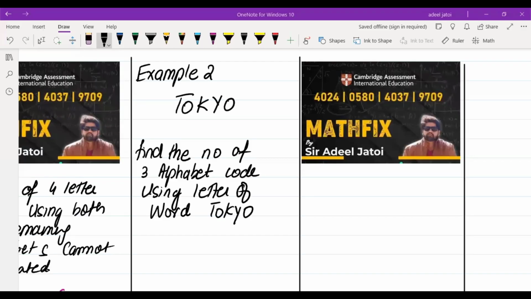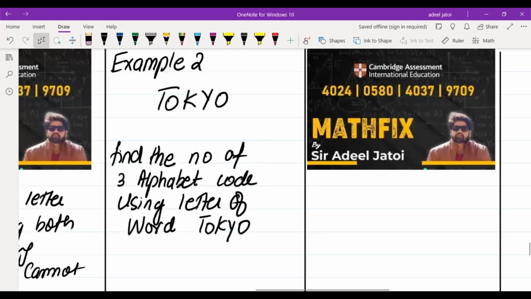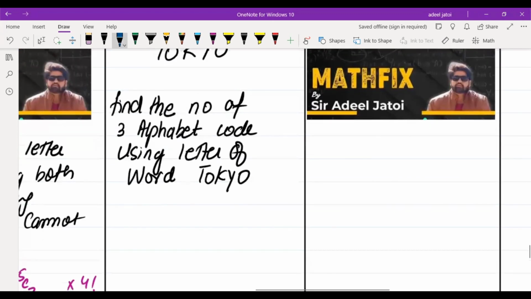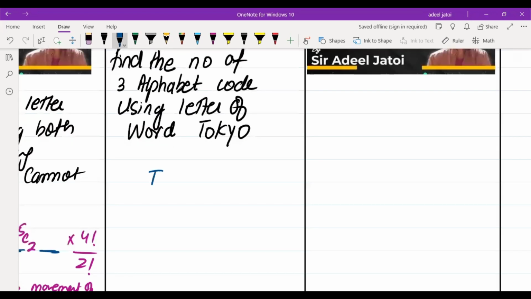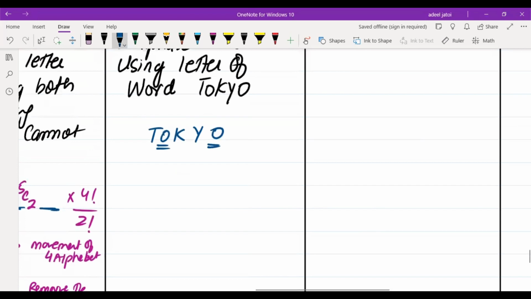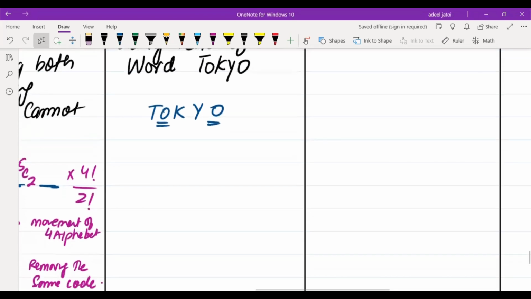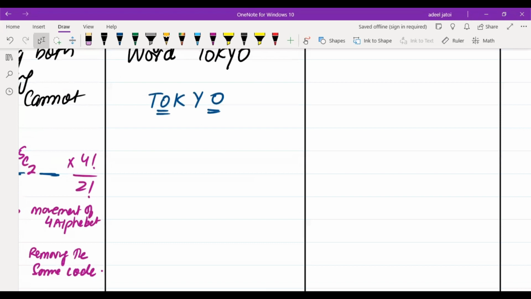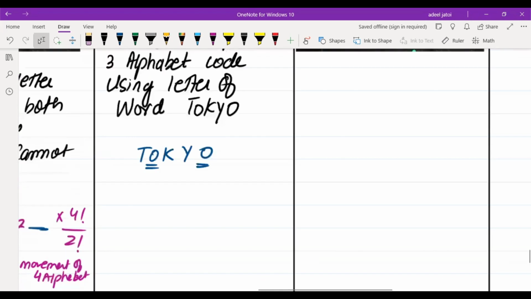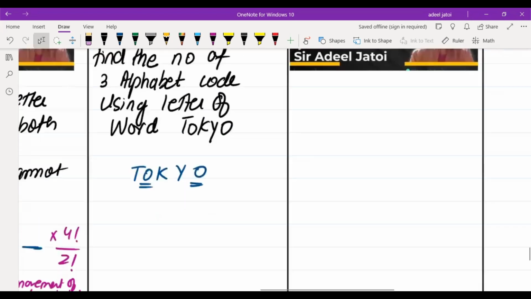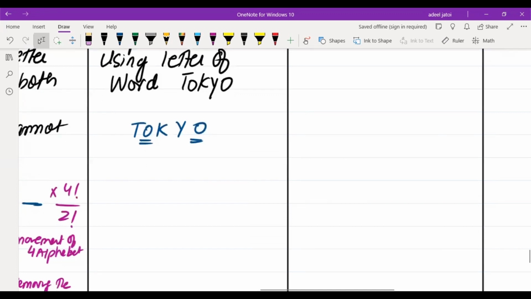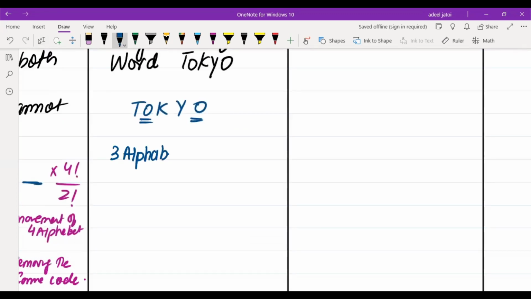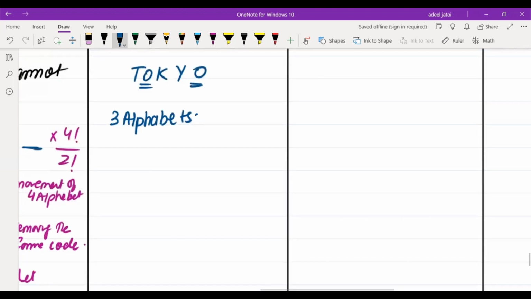Okay, ji. So here we have another example question. The word is Tokyo. Find the number of three alphabet codes using the letters of the word Tokyo. Now we need to understand that in this word, there are two O's that are being repeated. And if we consider this, we are making a code of three alphabets.